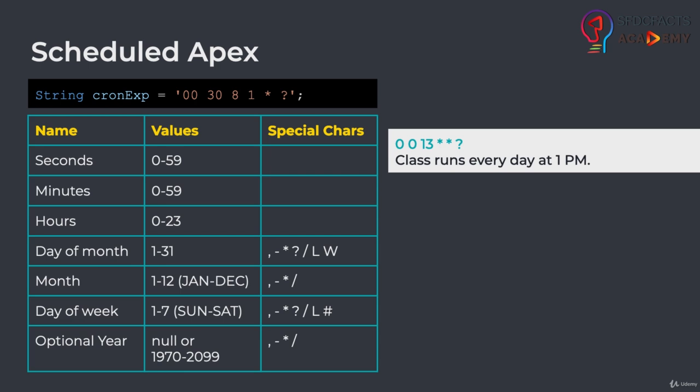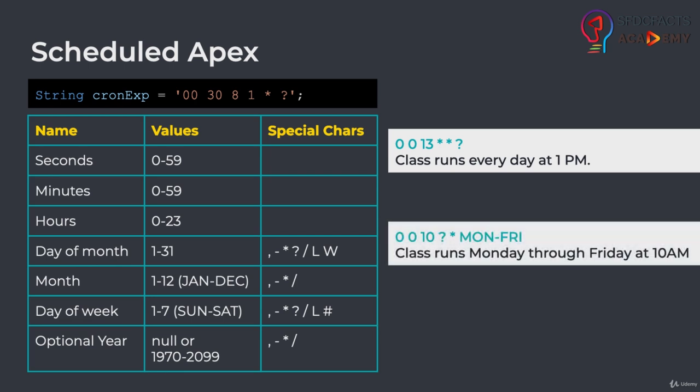That means we do not want to define any value for the day of week. So this will make this job run at 1 p.m. every day. Now let's take a look at another example. And here we want to run this job Monday through Friday at 10 a.m.